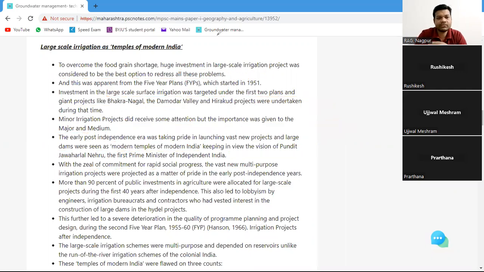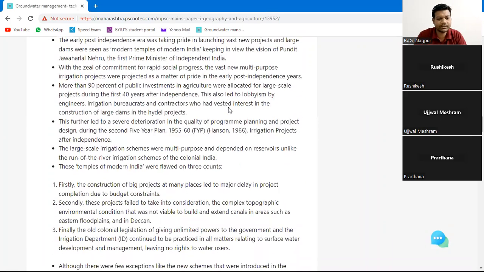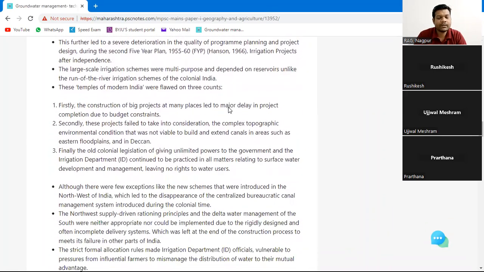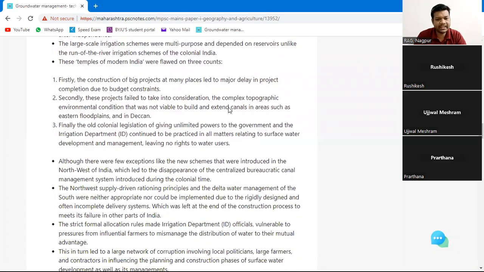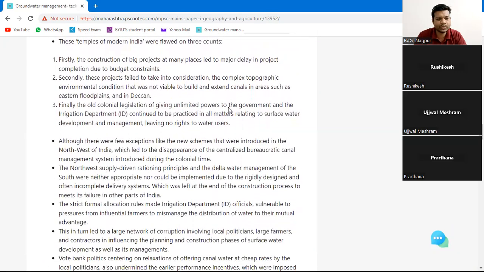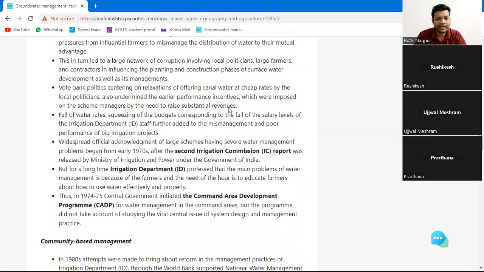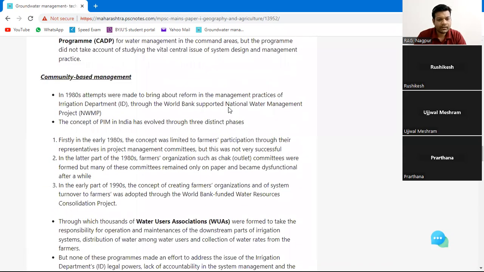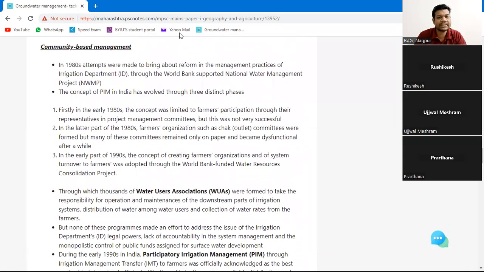It took a large amount of time. Right now, why they failed and all, we need not go into all these details. We are most concerned about community based management. What is community based management and why is it that important?